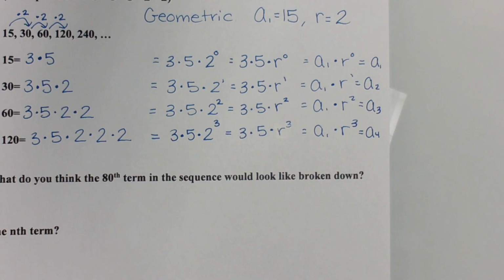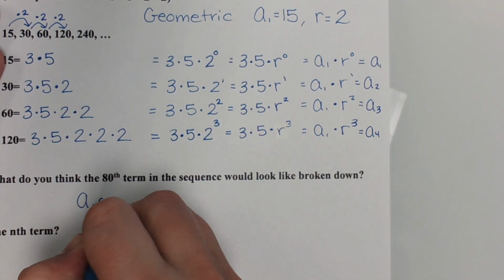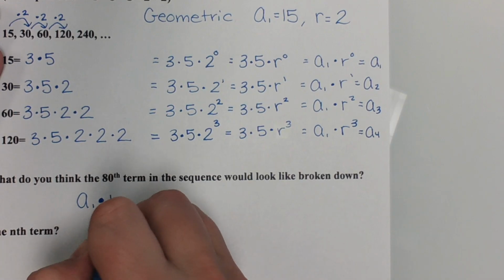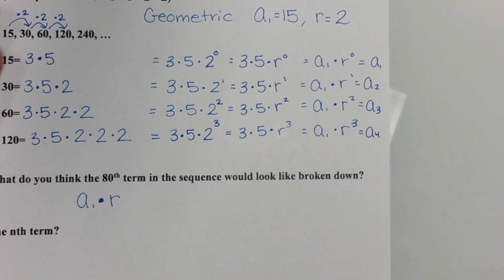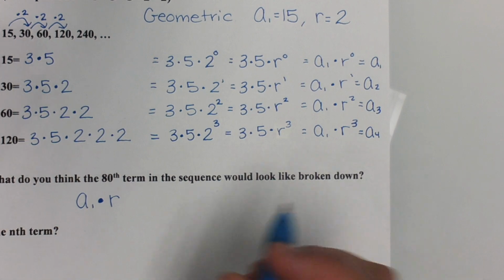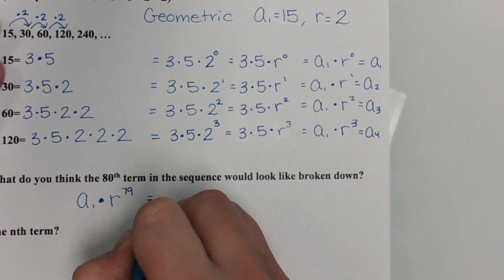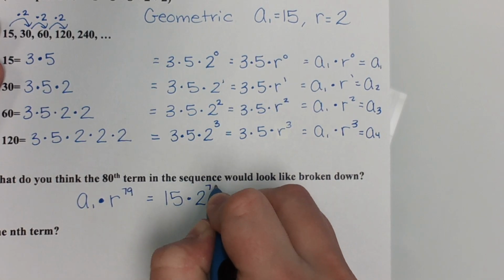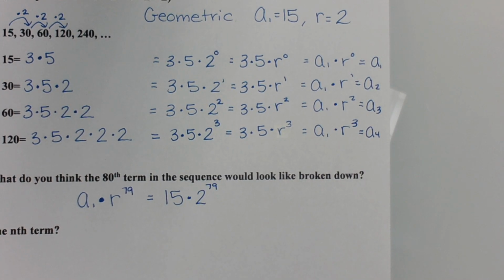What do you think the 80th term would look like? A sub 1 times r to what power? I heard three different things. I heard 79, 80, and 81. 79. In other words, the 80th term would be 15 times 2 to the 79th power. Don't put that into your calculator. You're not going to get a number out of it. It's too big for the calculator to actually determine.